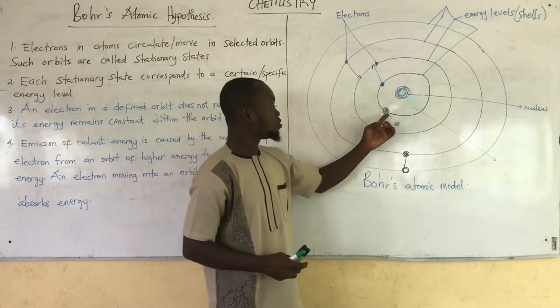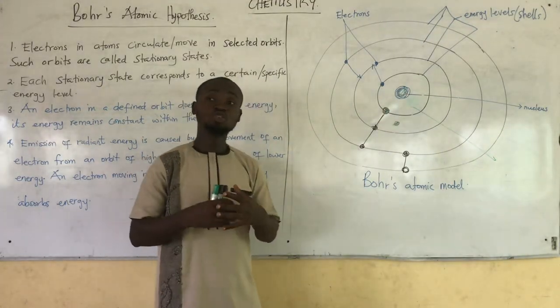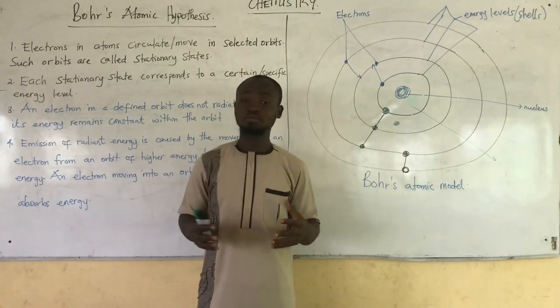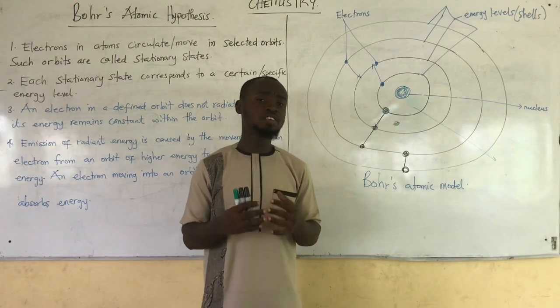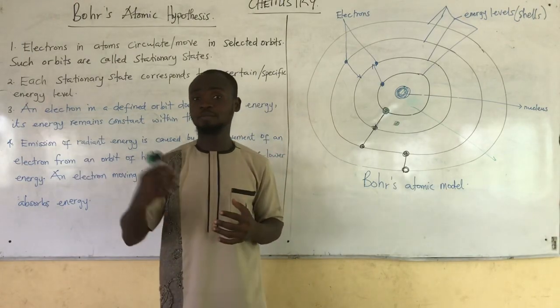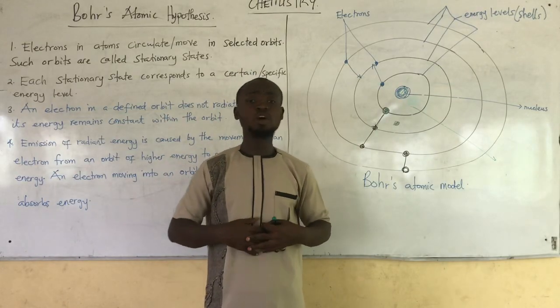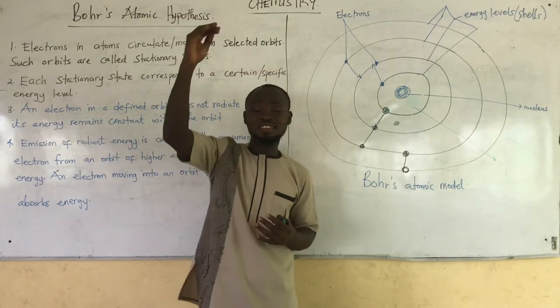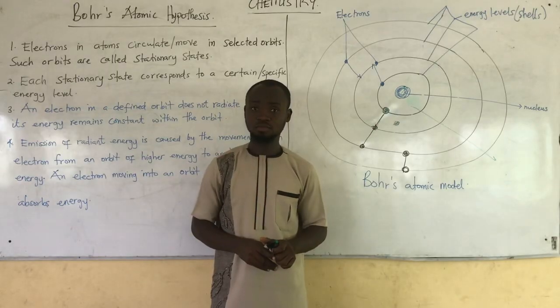The electrons occupy specific energy levels. The electrons don't lose energy while they are moving around the nucleus. The energy is kept constant. The electrons can transit from one energy level to another when they absorb energy, and they can also emit energy once they fall from a higher energy level to a lower energy level.